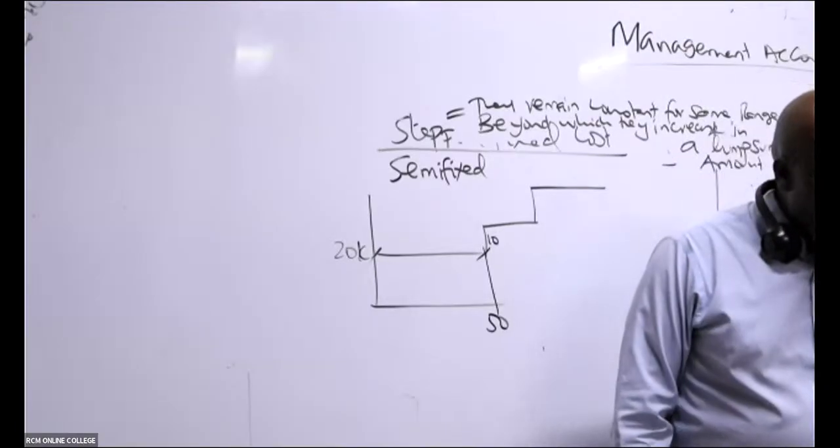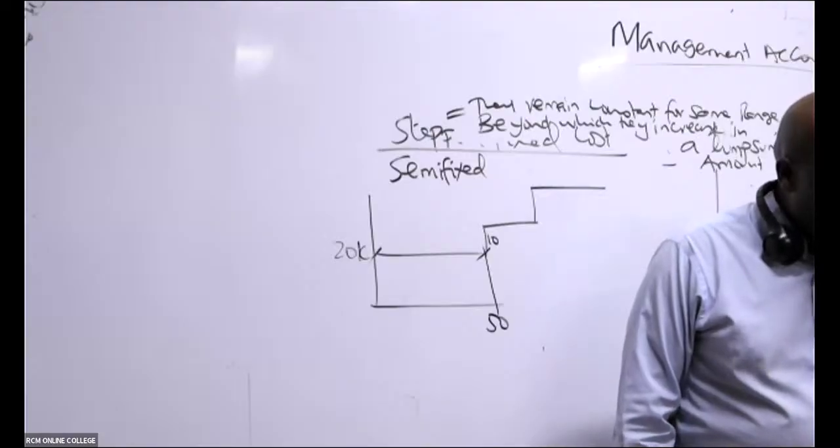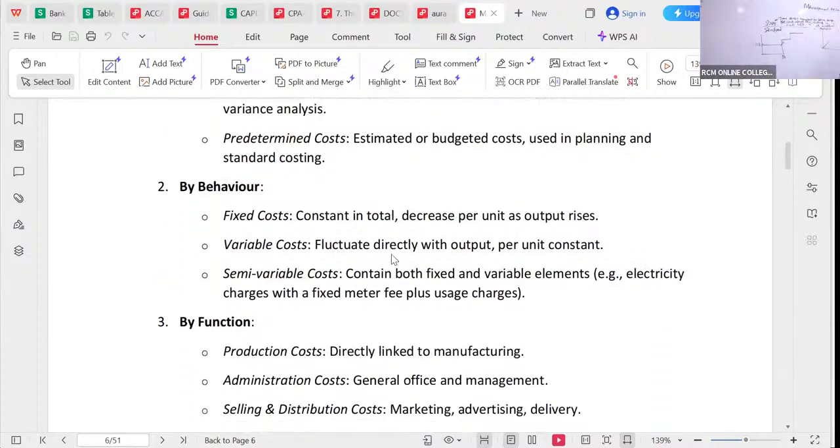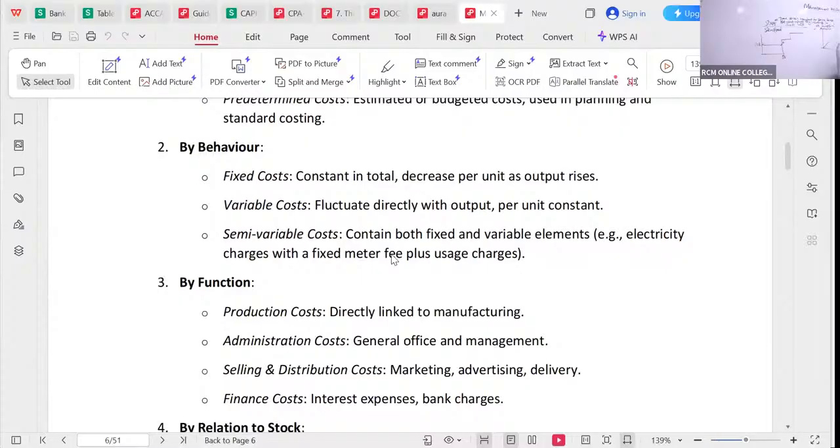All right. So, ladies and gentlemen, we are through with that. Then we have classification by functions, management functions. You know, like how we do administration. Those are functions of management, isn't it? Functions of a company. So we have administration, distribution costs, finance costs by function. So by function, we have production or manufacturing costs.